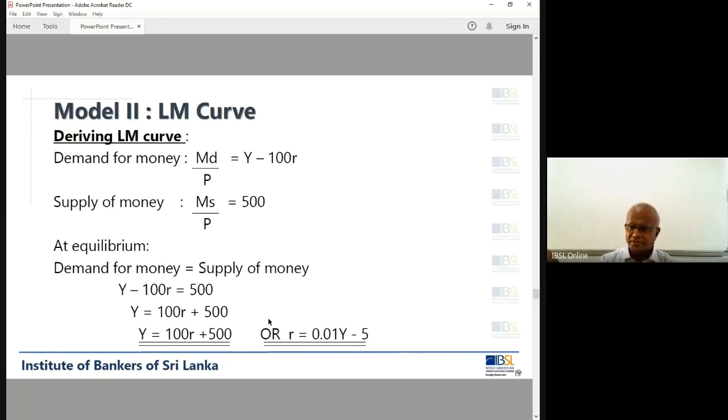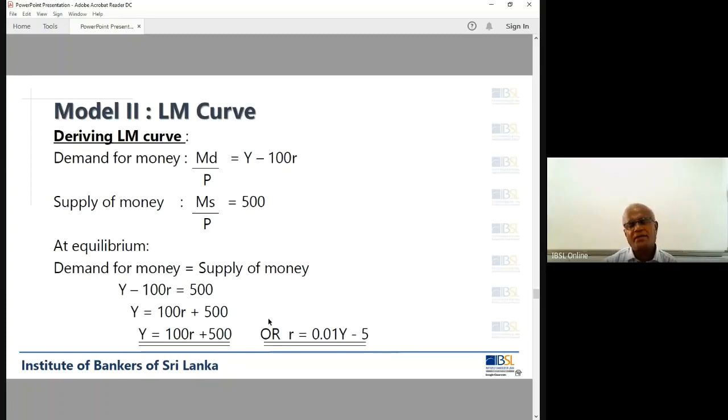R, Y, the LM curve is an upward sloping curve. Similar to the IS curve, you can make R the subject. If you have done maths, the dependent variable goes along the y-axis and the independent variable along the x-axis. That's why mathematically this is consistent with your idea. But both are correct. An economist doesn't say one is correct and the other wrong. It is the relationship between Y and R. You take the 100R to this side and divide both sides by 100, and you get this equation.